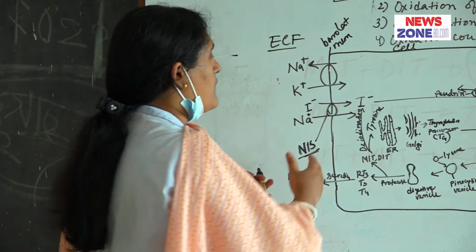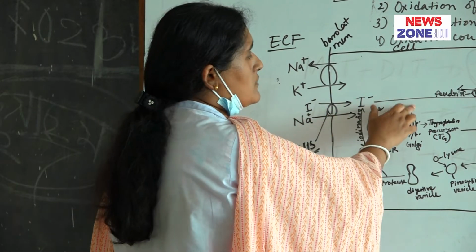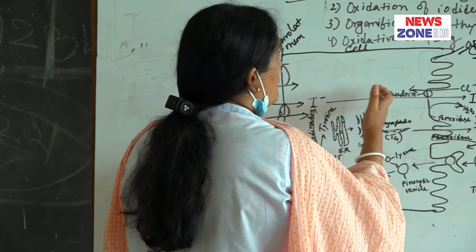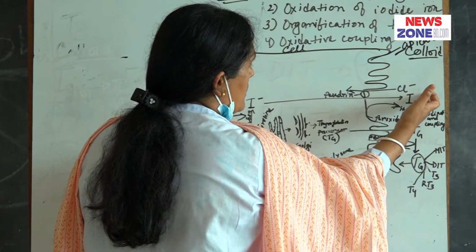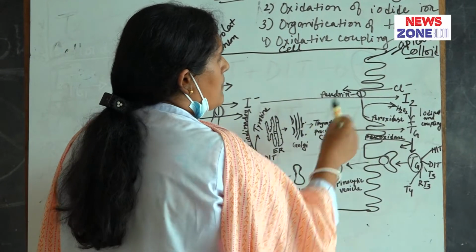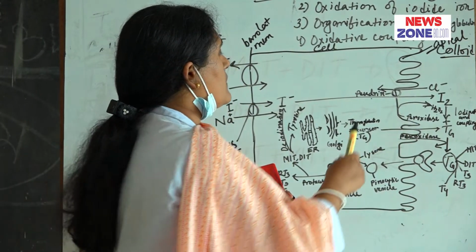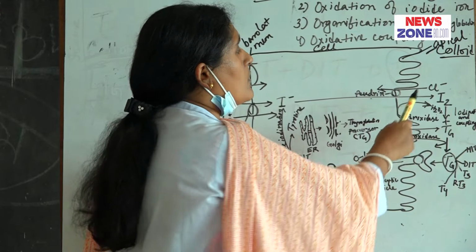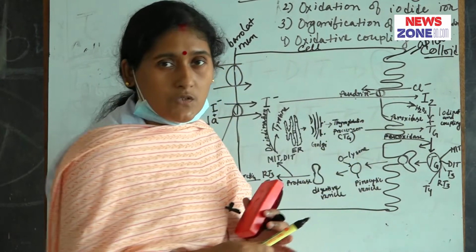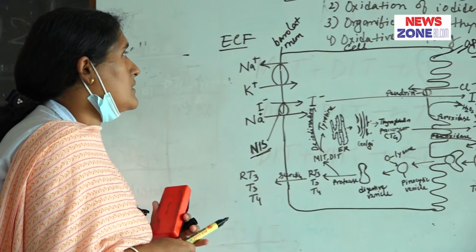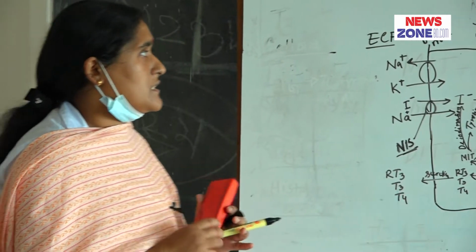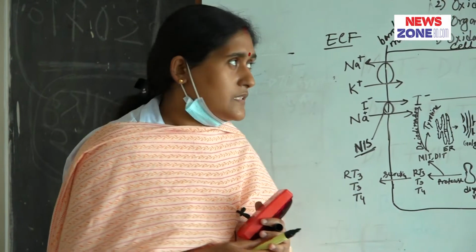After iodide enters the cell, it moves from the cell into the colloid across the apical membrane by pendrin. Pendrin is also a carrier protein, and another name for pendrin is chloride iodide counter transporter. So this is overall the first step, iodide trapping.